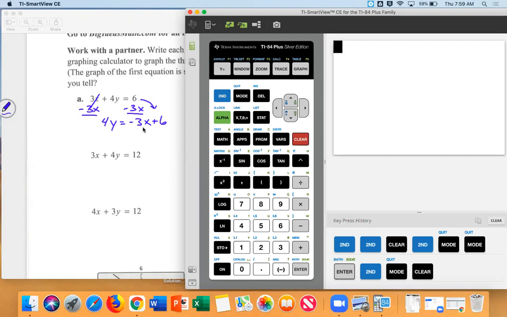After that, we're going to divide by 4. We're going to divide everything by 4. y equals negative 3/4 x. 6 over 4, I could leave it as 6 over 4, Harshan, because we're going to be plugging it in the calculator. But that reduces to 3 over 2. Okay? So we're going to say this is my blue line.